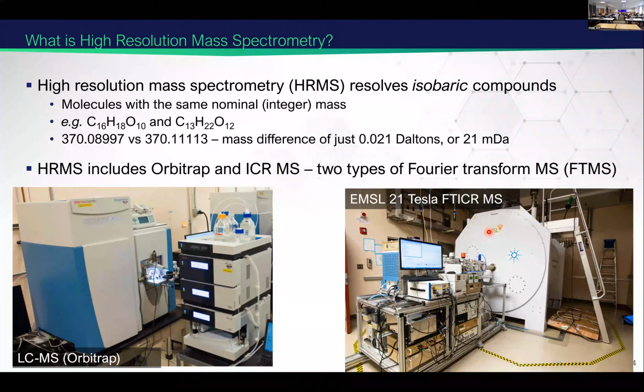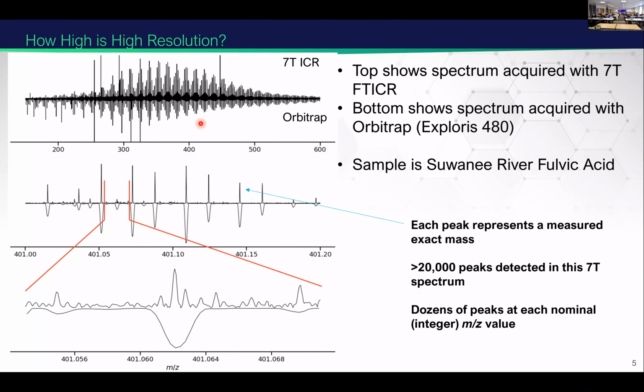And so there's a couple of photos here showing you what typical instruments might look like. On the left-hand side is an orbitrap coupled with an LC system. And on the right-hand side is EMSL's flagship mass spectrometer, our 21 Tesla FTICR mass spectrometer. So when we're talking about how high is high resolution, here's two spectra from two different high resolution instruments. On the top is a spectrum from our 7 Tesla instrument. This is the one that we're using for the MONet project. And on the bottom is from an Exploris orbitrap mass spectrometer. This is the same sample, a Suwannee fulvic acid. It's an organic matter standard we use routinely.